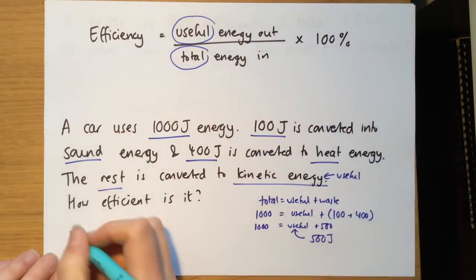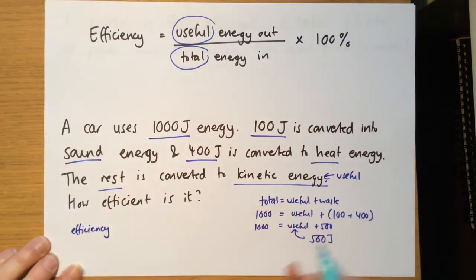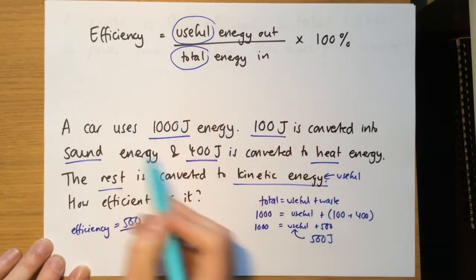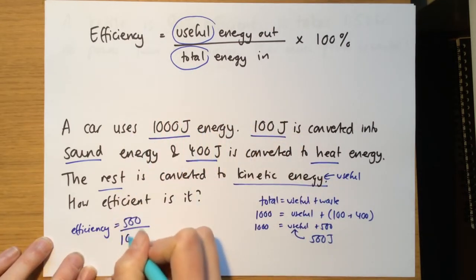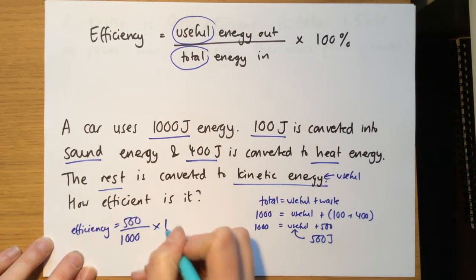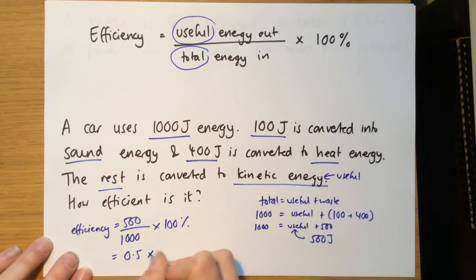So now let's look at our equation. We've got that efficiency equals the useful energy out, which we've just worked out as 500 joules, divided by the total energy in, which we were told at the start is 1,000. That would technically be chemical energy because it's in petrol. And we times that by 100%. Now 500 divided by 1,000 gives me 0.5. That's the decimal version of efficiency. Times by 100%, which is quite clearly 50%.